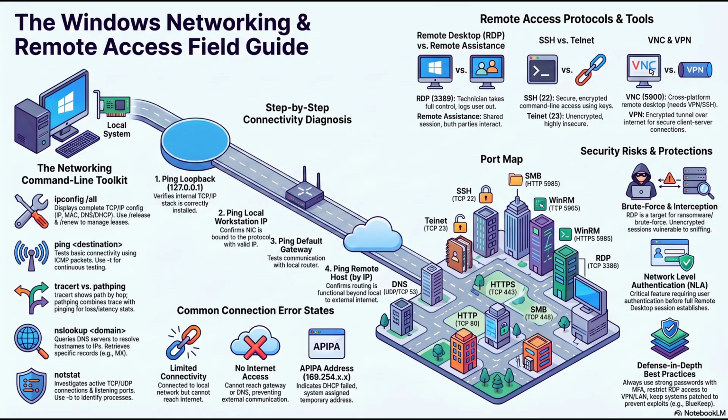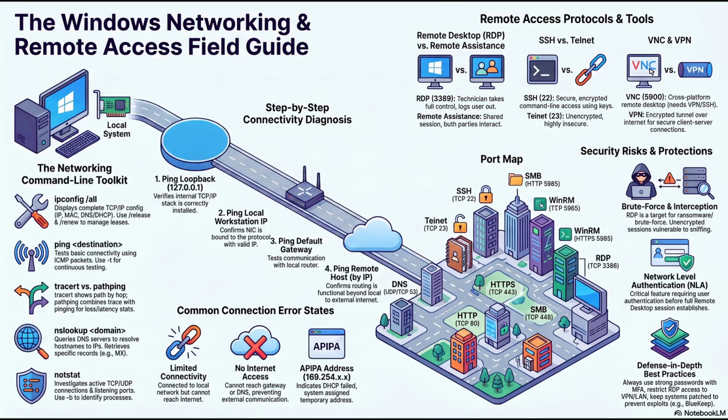Right, because when you run ipconfig /all, you are essentially reading the current state of the machine's networking brain. You get the IPv4 and IPv6 addresses, obviously. You get the subnet mask, which dictates the actual size of your local broadcast domain. Very important. And the default gateway, which is your exit node to the rest of the world. Right, but you also see the physical MAC address of the network interface controller, the DNS servers you are querying, and critically, the state of the DHCP client.